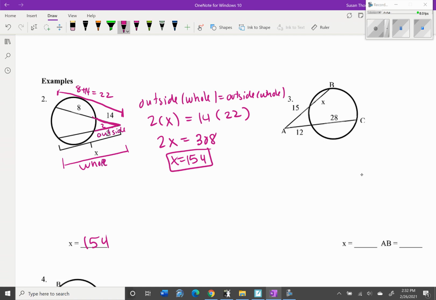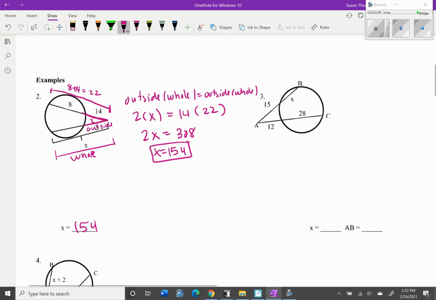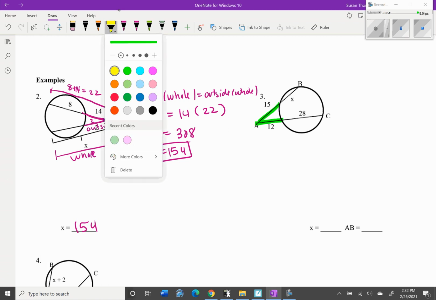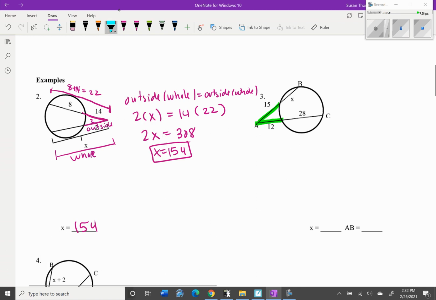All right, so let's go ahead and look at the next one. Same thing. I'm going to highlight the outside portion first. So this is the outside for both of them. And then I'm going to highlight the whole. So the whole would be from here to here. So outside times whole is going to be equal to the outside times the whole. So for the AB segment, the outside is 15 times the whole. So the whole, it looks like it's 15 plus x.